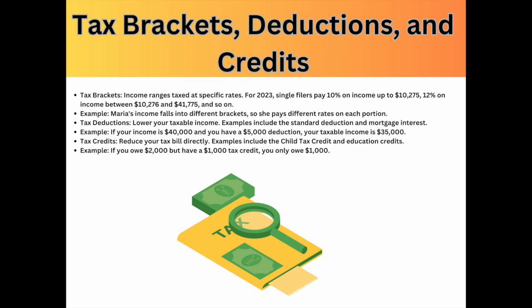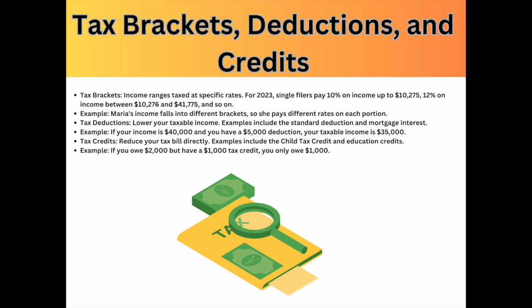Tax deductions will lower your taxable income. Examples include the standard deduction and mortgage interest. If your income is $40,000 and you have a $5,000 deduction, your taxable income is now $35,000. So this will be reducing your taxable income. That means the government will tax less on your income after the deductions.